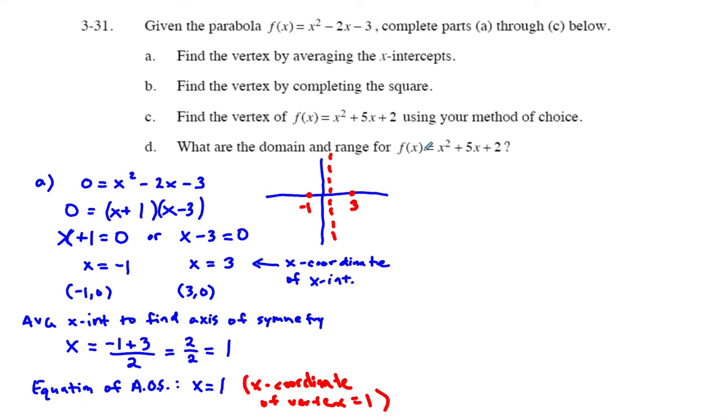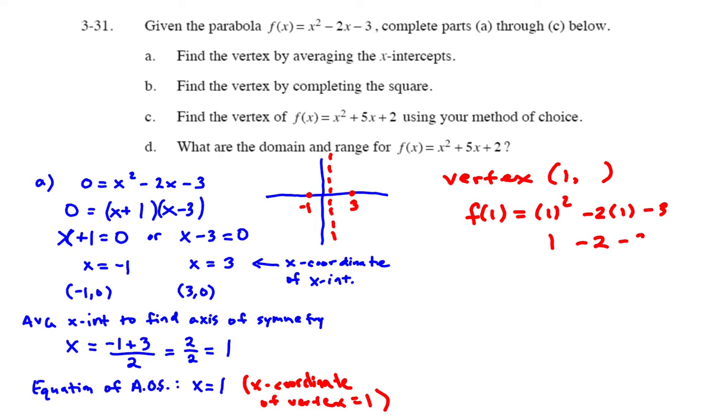So if we're trying to come up with our vertex, right now it is 1, comma, something we don't know. But if we take this 1 and plug it into our function, we should be able to get the output. So f of 1 equals 1 squared minus 2 times 1 minus 3. 1 squared is 1, negative 2 times 1 is negative 2, and then minus 3. So we have negative 1 minus 3, which gives us negative 4. So f of 1 equals negative 4. That means our vertex is the point positive 1, negative 4, which would be somewhere right down here at negative 4, and the parabola would go up like this and like that. All right, so we found the vertex by averaging the x-intercepts.